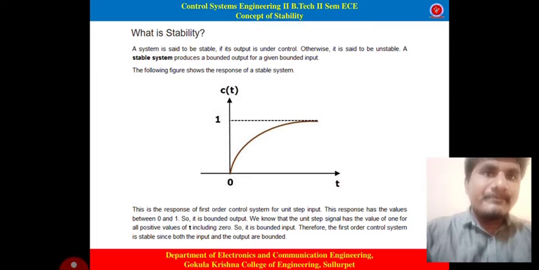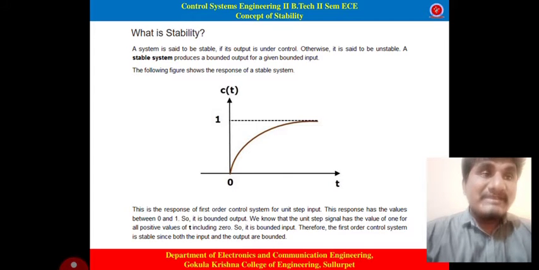So what is stability? Stability is a property of a system using which we can predict its characteristic for a specific kind of input. A system is called a stable system if it produces a bounded output for a bounded input. Bounded input means an input which is not unbounded, that is, a signal which is bounded between two levels.